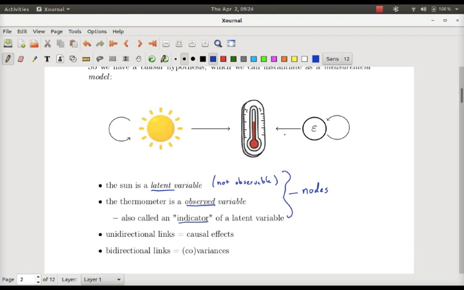We also have arrows in this model. Now these arrows that are unidirectional, these are causal effects. So you notice we have two of them that have one direction on them. We have a causal effect from the sun to the thermometer. So that just tells us that the sun causes changes in the thermometer. We also have one over here. This thing over here is an error node. This is your measurement error.